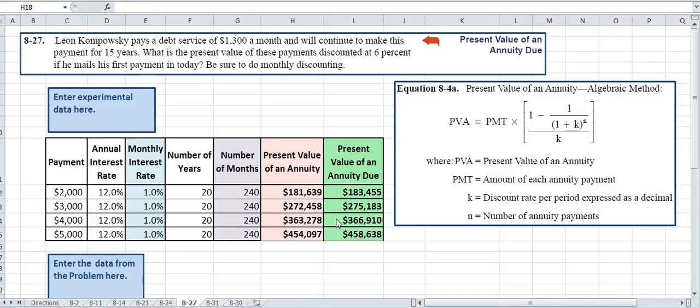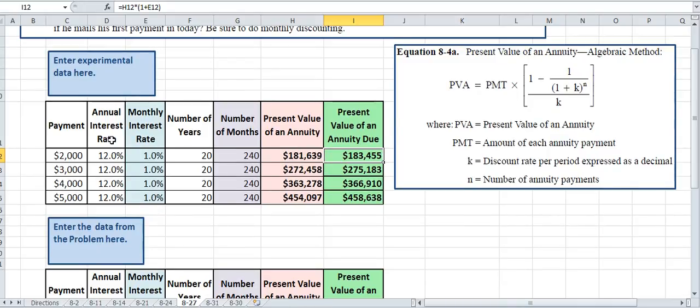So the difference in the formula is, if you look at this cell right here, we're taking the formula for the present value of an annuity, and in order to get the present value of an annuity due, we're multiplying that by 1 plus the interest rate per month. Which brings me to my other point: because he's making this payment every month, from the annual interest rate we need to calculate the monthly interest rate.